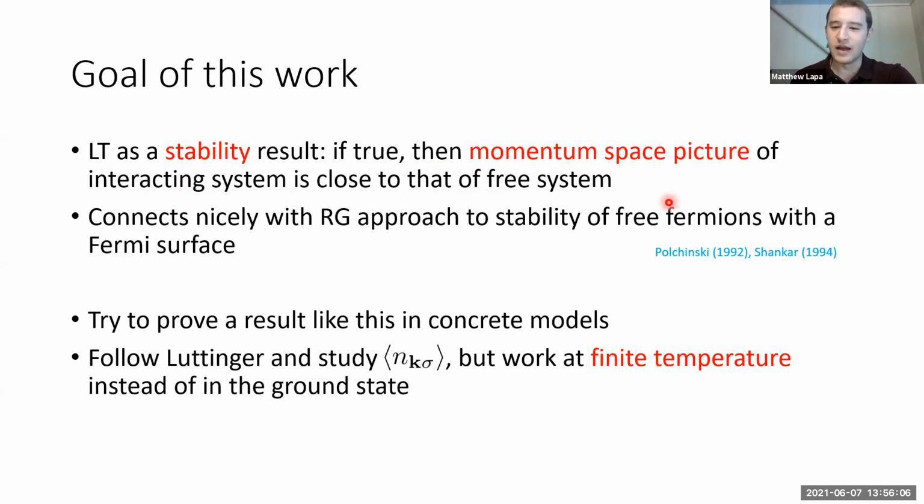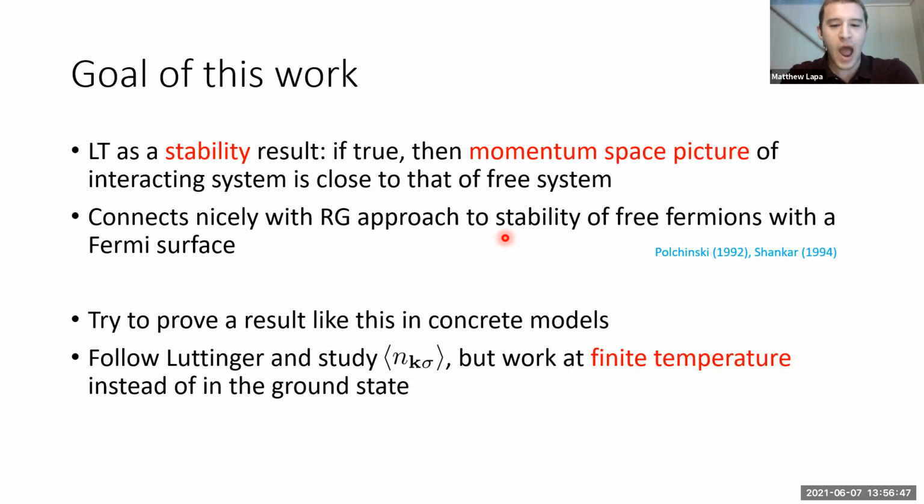And this perspective connects nicely with the renormalization group approach to stability of free fermion systems that was pioneered by Polchinski and Shankar, where they look at an RG transformation that would have as a fixed point a free fermion system with a Fermi surface. And then they study relevance or irrelevance of perturbations around that surface. In that case, by the way, you do find that you always have relevance or marginal relevance, at least of attractive interactions that lead to pairing. So the Fermi surface is always unstable to that.